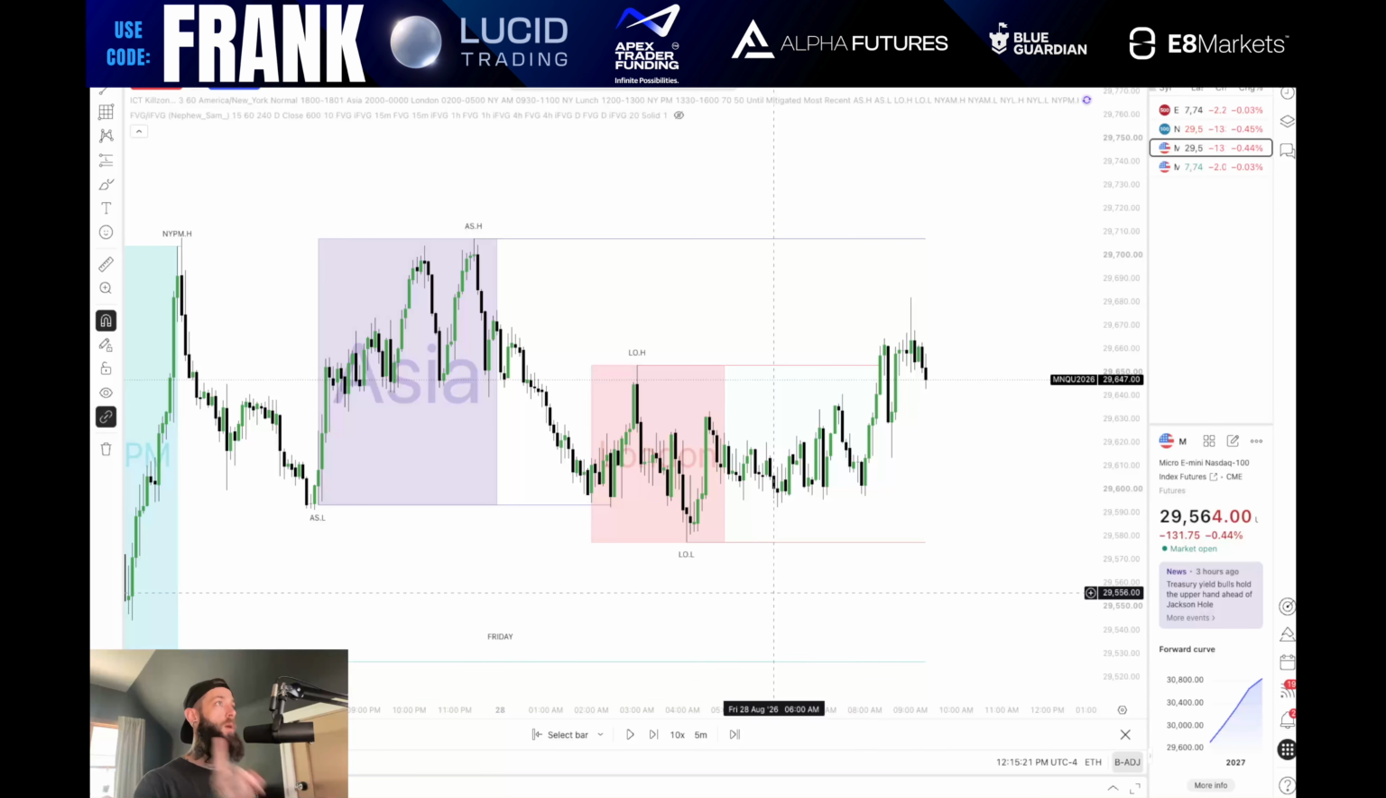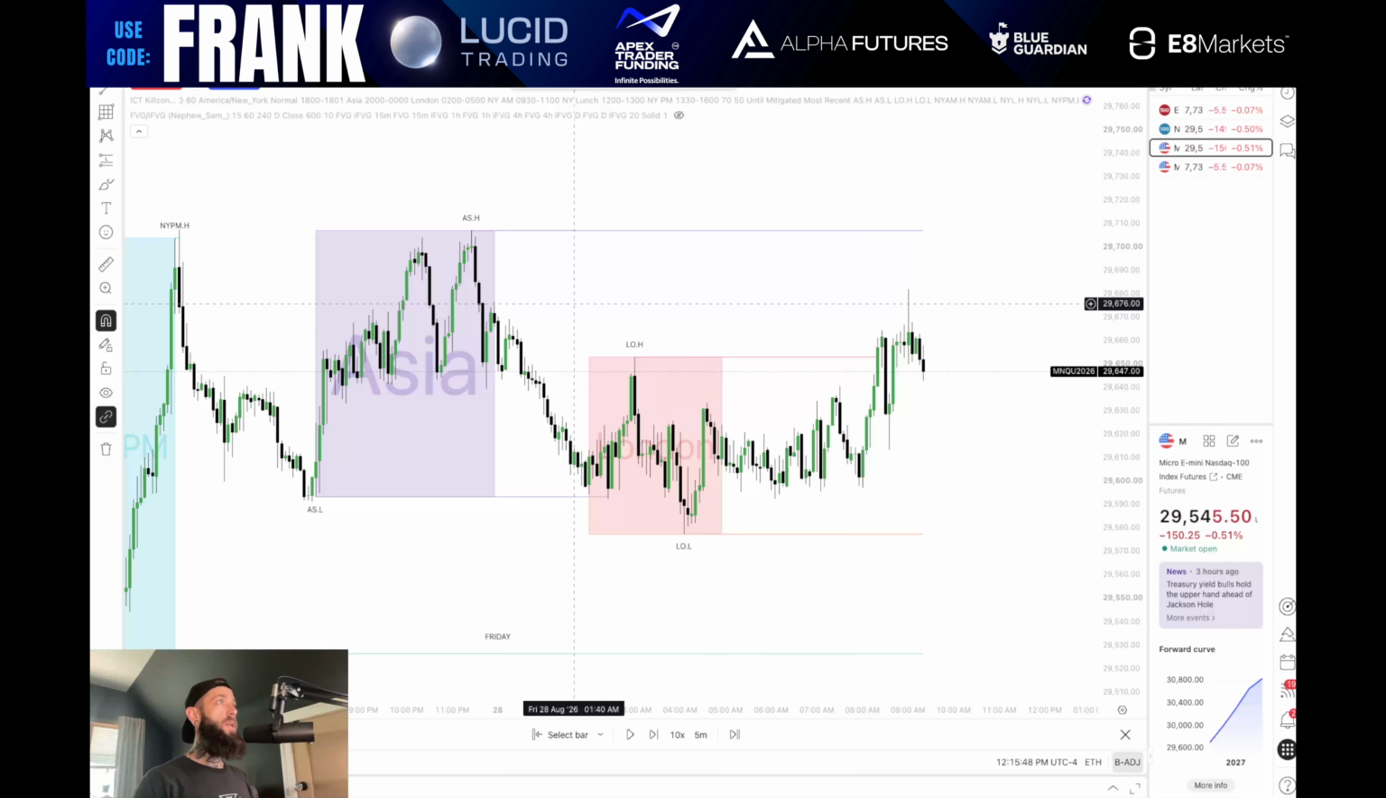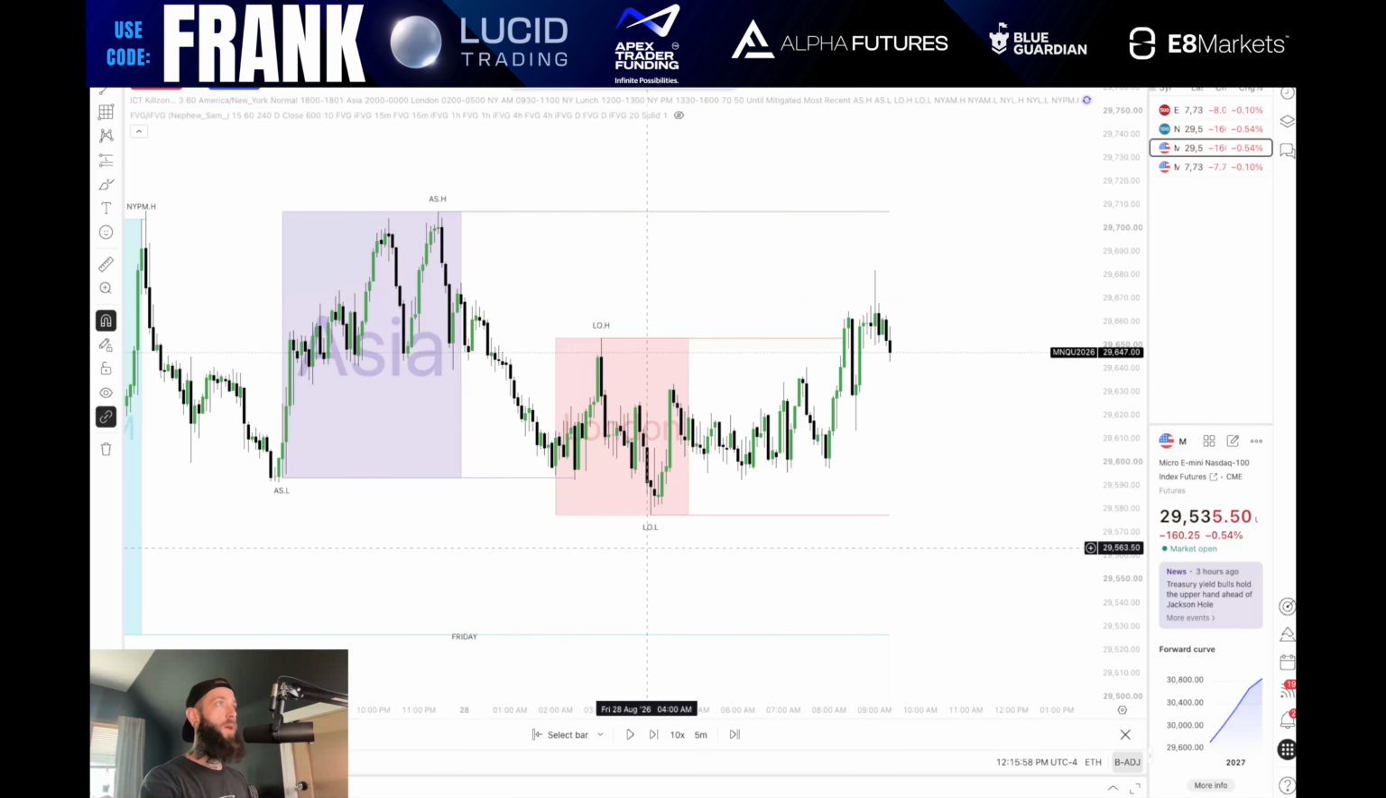Cool. Scaling down to the 5-minute, what am I always looking for before I even consider taking a trade? I am looking for, number one, draws on liquidity. Now, I personally love to use previous session highs and lows as strong draws on liquidity. So that's going to be the first thing that we take a look at here. What do we have? We have London low that has yet to be hit.